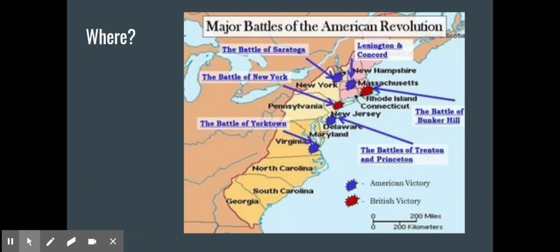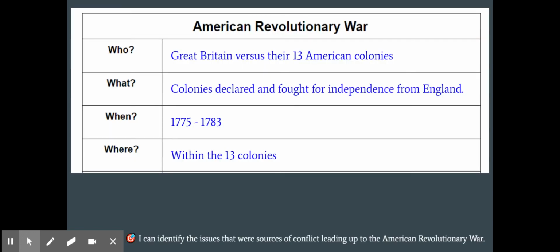Where did this happen? Here's a map of the major battles of the American Revolutionary War. It all happened within the 13 colonies. The British troops were coming over to the 13 colonies to fight these battles. So again, within the 13 colonies.